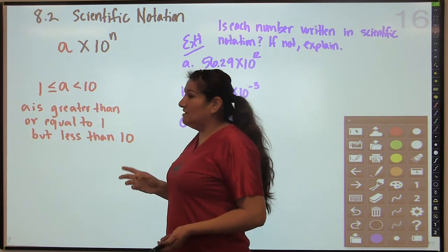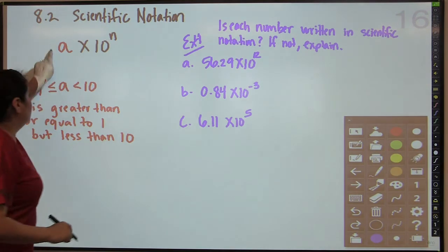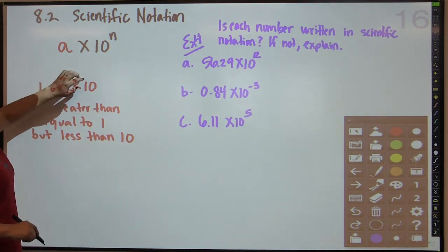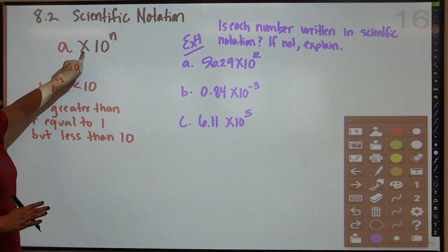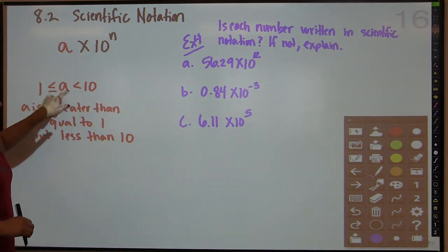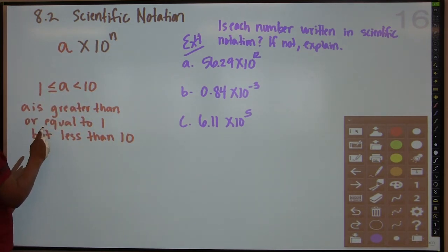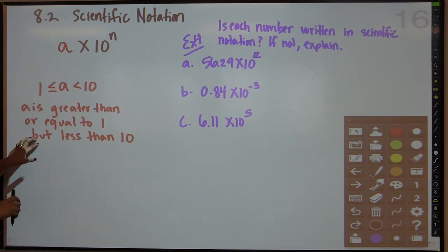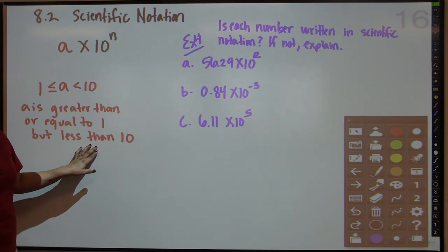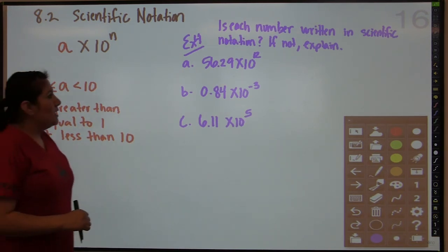Okay, so some things about scientific notation that you should know. The value of this number, this A in front of the times 10. By the way, this is not a variable x, this is just times 10. So this A has to be between 1 and 10. Basically, you'll see there's an equal to here and there's not an equal to there. So A has to be greater than or equal to 1, so it can't be 0. And it has to be less than 10, so it can't be 10. The highest it could be is 9. It can't actually be 10. All right?